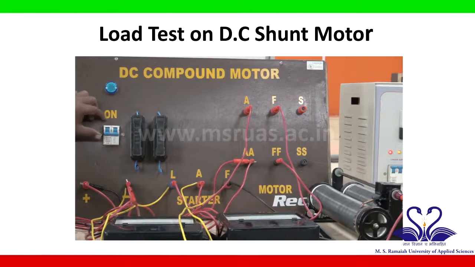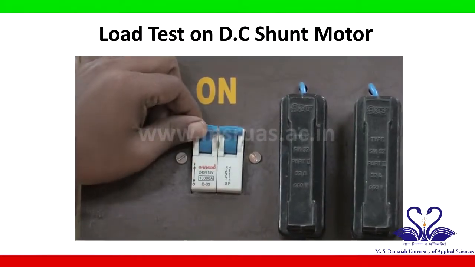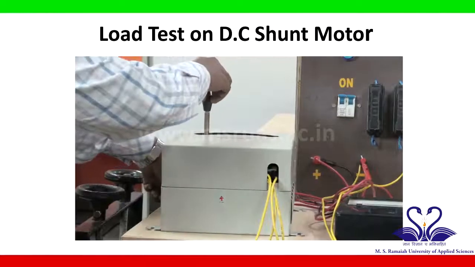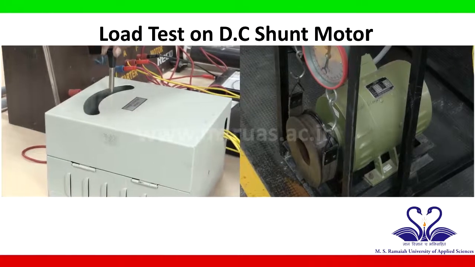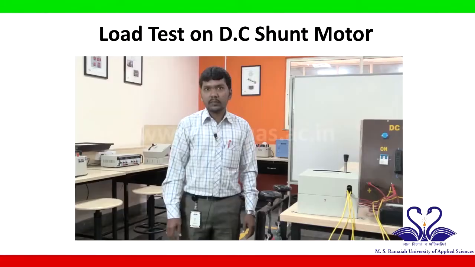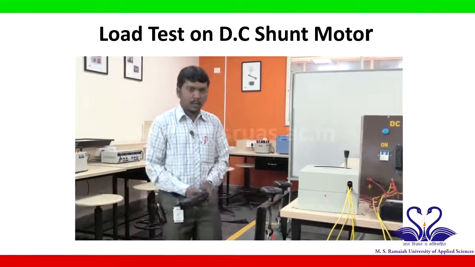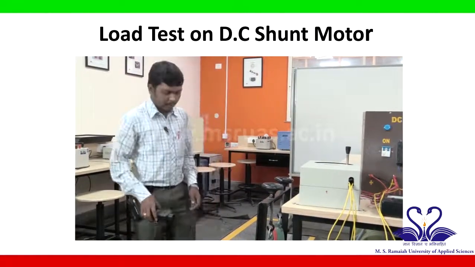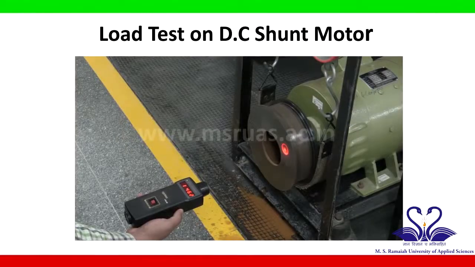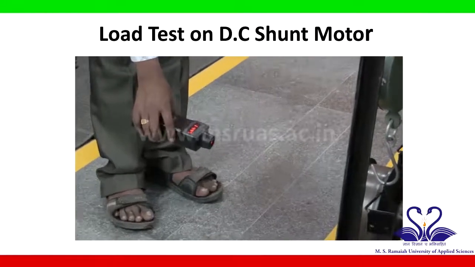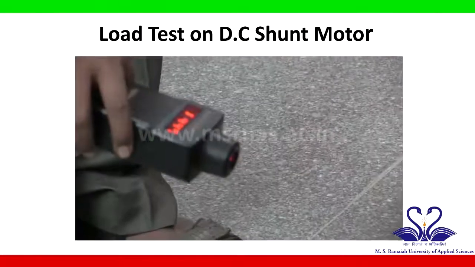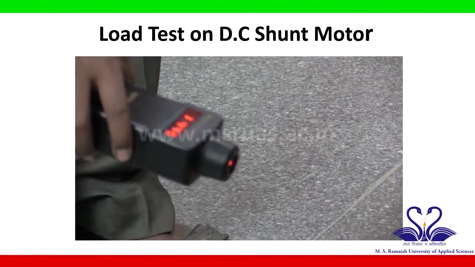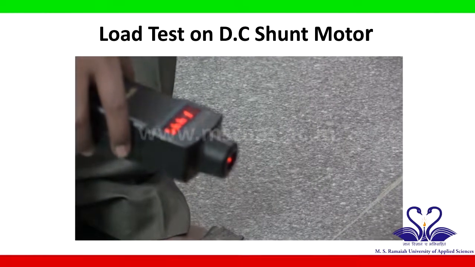Now switch on the DPST switch of the DC motor. Now start the motor with the help of the starter. Now check the motor speed with the help of the tachometer. So now it is showing 1447 rpm, which is less than the rated speed of the DC motor. Now adjust the motor speed to the rated rpm by varying the field rheostat.